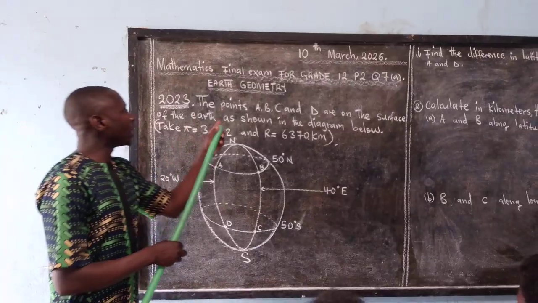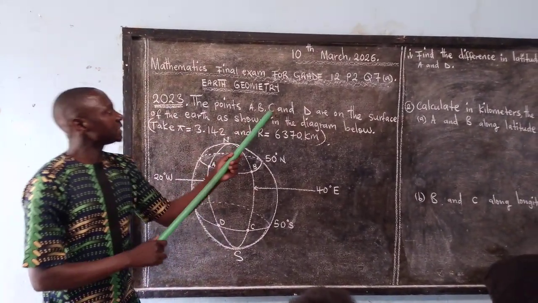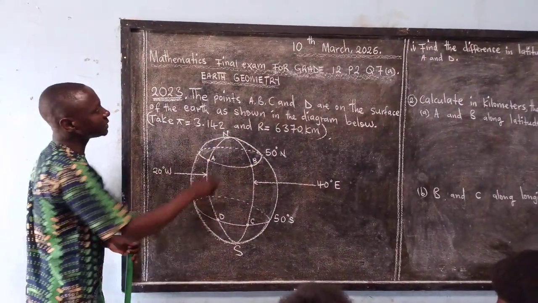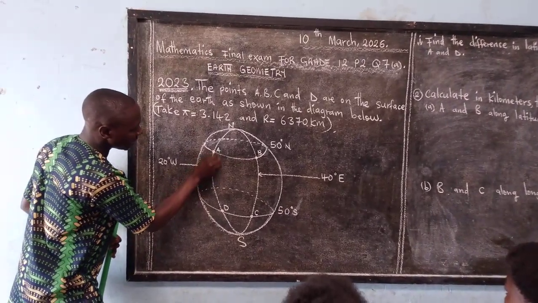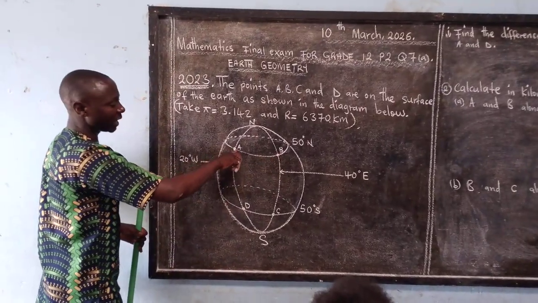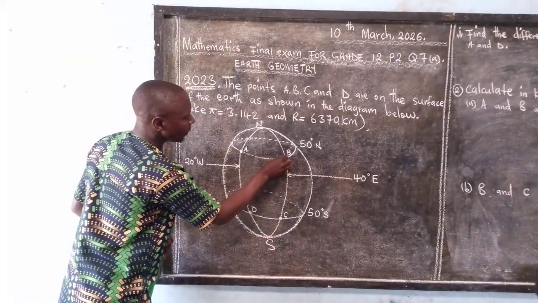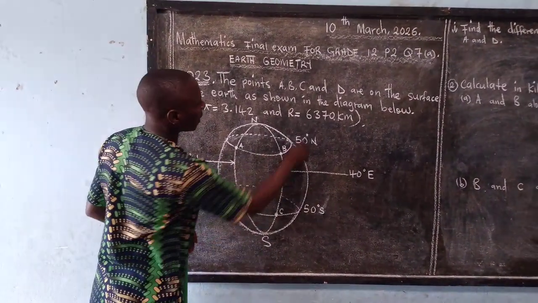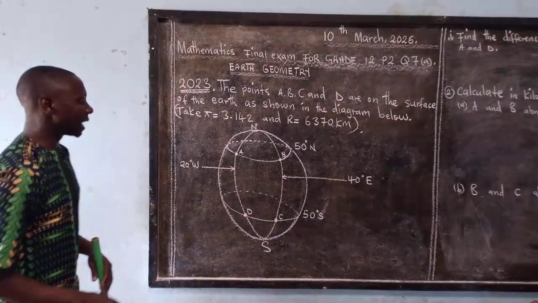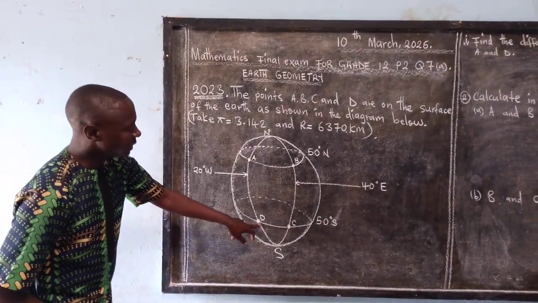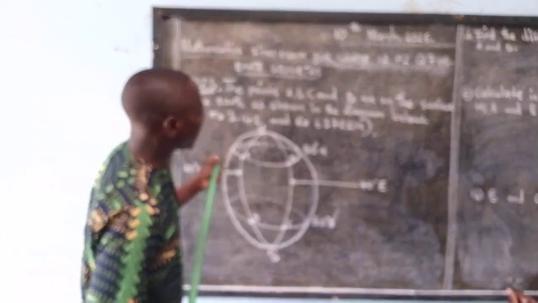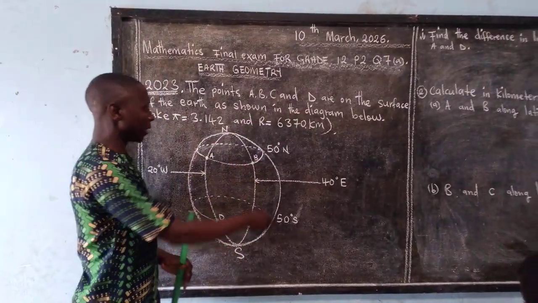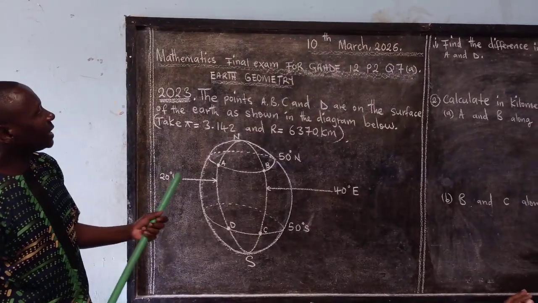The question reads, the points A, B, C, and D are on the surface of the earth as shown in the diagram below. Where is point A? Point A is here, B is here. On A we have North America. On B we have Asia. Point C is Australia. Point D is somewhere in South America. These 4 points are on the surface of the earth as shown in the diagram below. As you can see, this is the whole world, the earth. No wonder the topic is earth geometry.